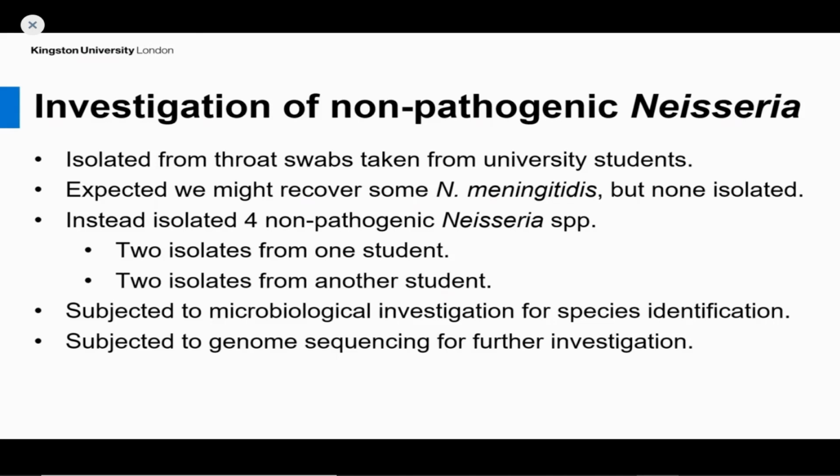Instead, we isolated 4 non-pathogenic Neisseria species. And as it so happens, 2 of these were isolated from one student, and 2 were isolated from another student. So what we actually have are 2 Neisseria species that were co-isolated from one host, and 2 non-pathogenic Neisseria species that were co-isolated from another host. So quite interesting isolates that we've been able to obtain. These were then subjected to microbiological investigation for species identification, and they were subjected to genome sequencing for further investigation.